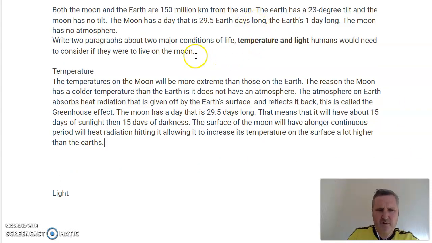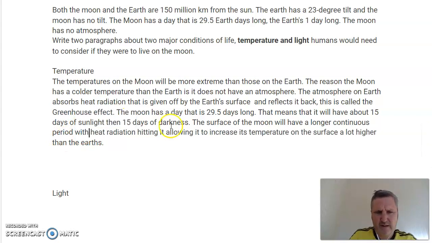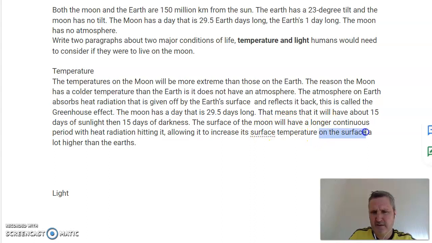Okay, so we're at here. The temperature of the moon. This means that it will have about 15 days of sunlight, 15 days of darkness. The surface of the moon will have a longer continuous period with heat radiation hitting it, allowing it to increase its, let's just write surface temperature because this is a key word, temperature a lot higher than the Earth's. Okay, that's cool.